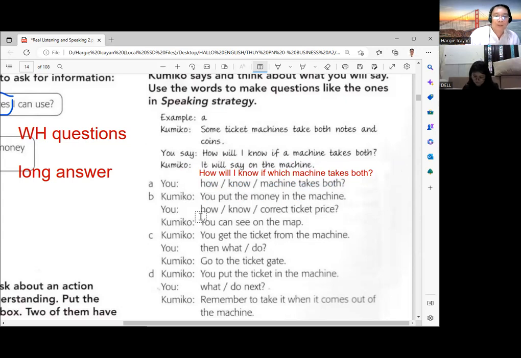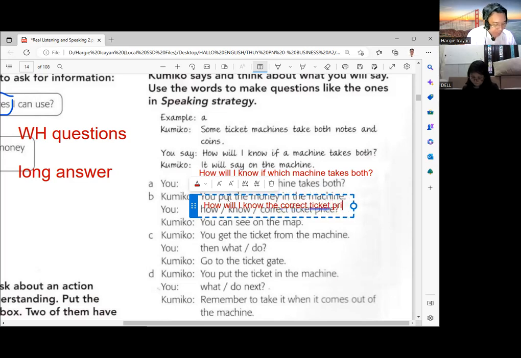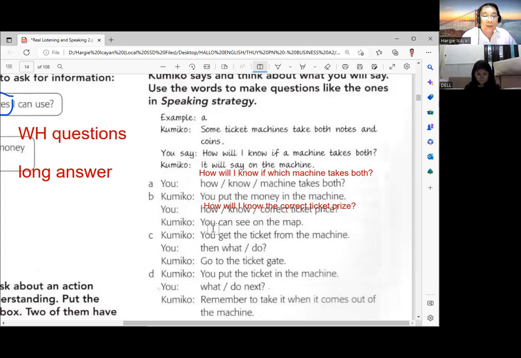How will I know the correct ticket price? Again, this question needs a long answer. And then Komiko replied, you can see on the map. Okay, that would be correct.